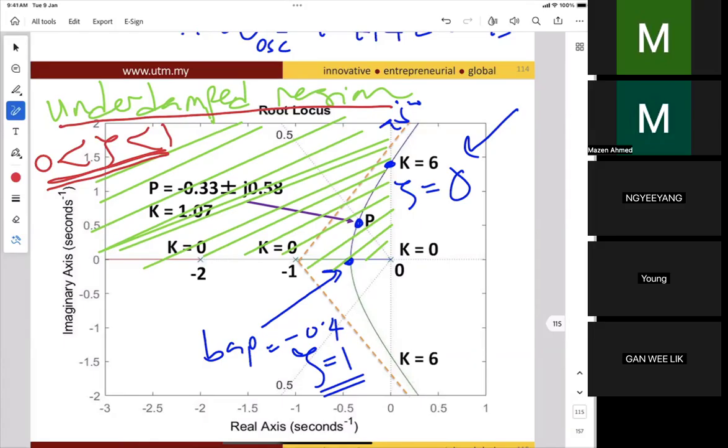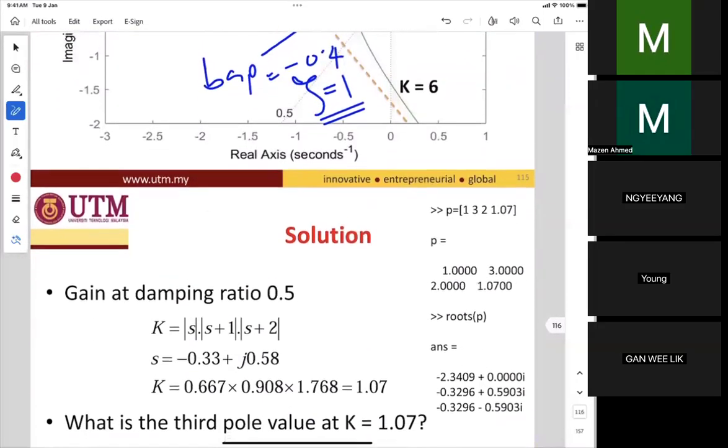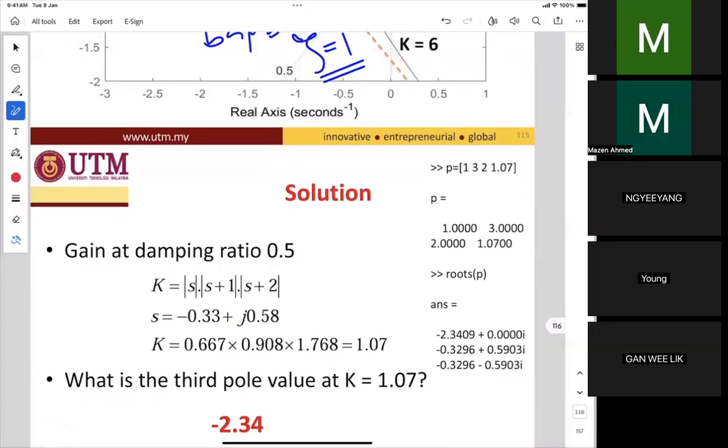The green area, we call it as? Underdamp region. What is the zeta range value for underdamp region? 0 to 1. So we design the controller in the green area, which is underdamp region. Do you understand or not?